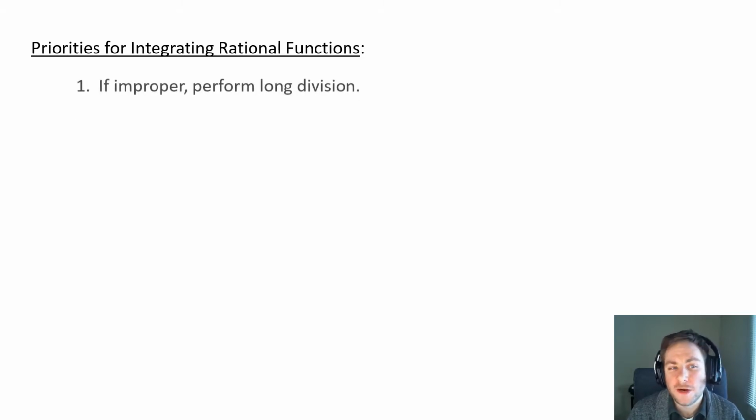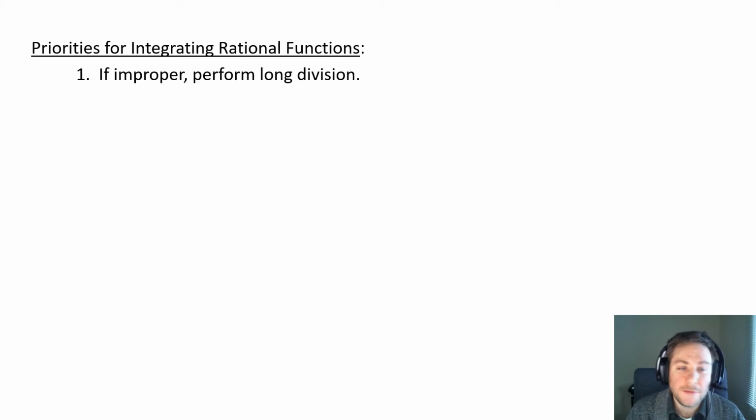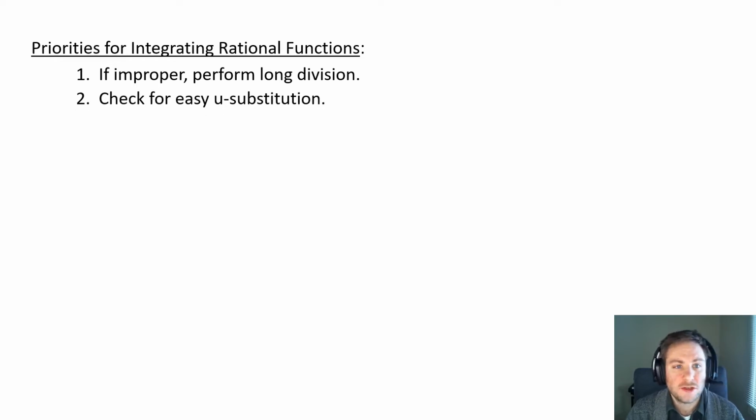First, check if the fraction is proper. If it's not, then perform long division to end up with a result that is proper. And once you have a proper fraction, then you should check for an easy u substitution. This could include integrals of the form f prime over f, for example, but other u substitutions might also be possible depending on the function that you've been given.